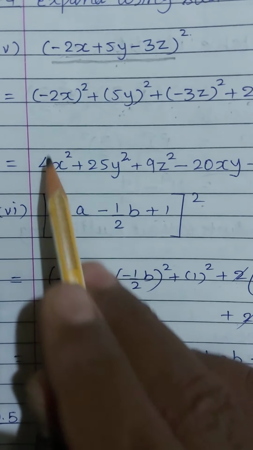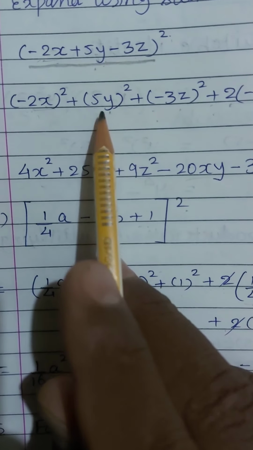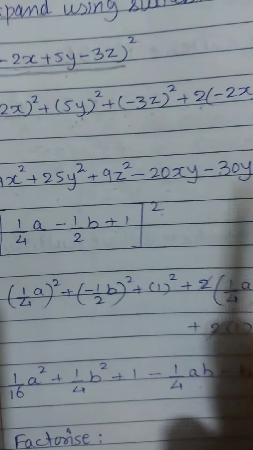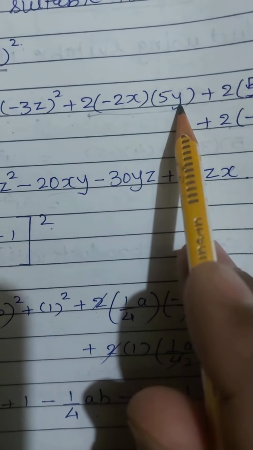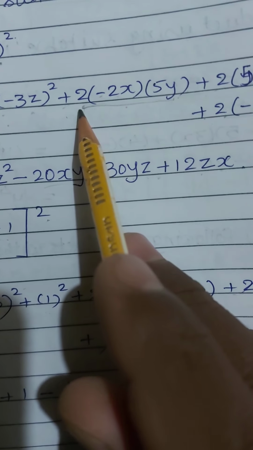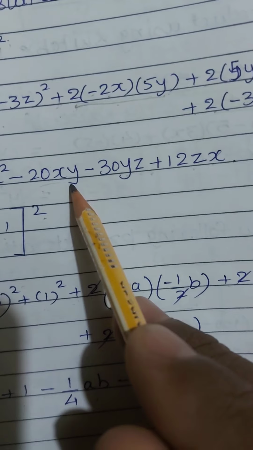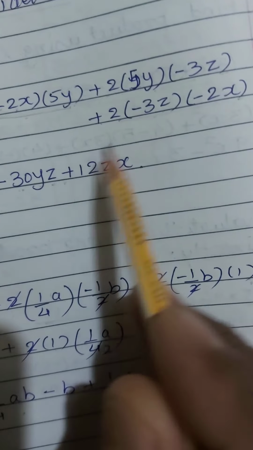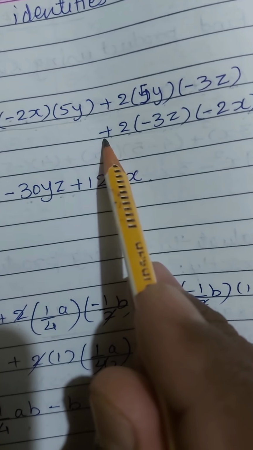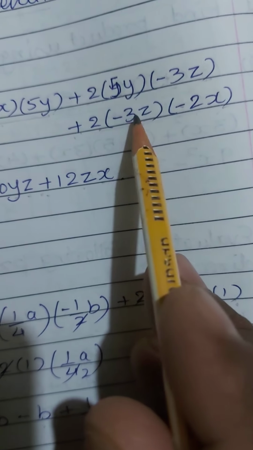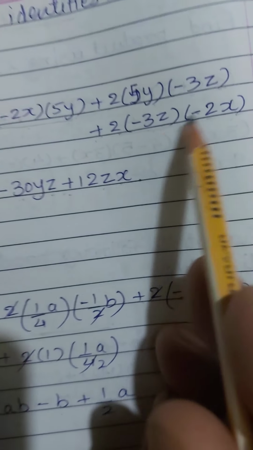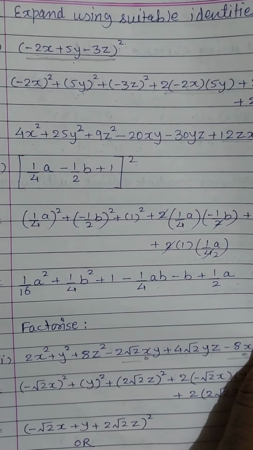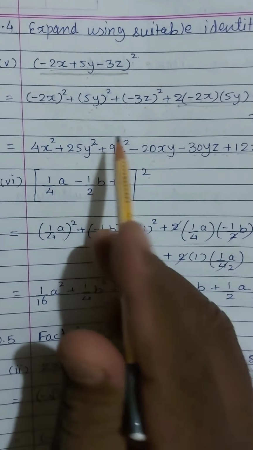Square of minus 2x, that is 4x square. Square of 5y, that is 25y square. Square of minus 3z, that is 9z square. Now further multiply the next terms. Plus, minus into minus, 2 2s are 4, 4 5s are 20xy, plus, minus into minus, 2 5s are 10, 3s are 30yz, minus minus plus, and this plus remains as it is. So it is 2 3s are 6, 6 2s are 12zx. So it is 12zx, which is the expansion of the given question. Right? Okay.